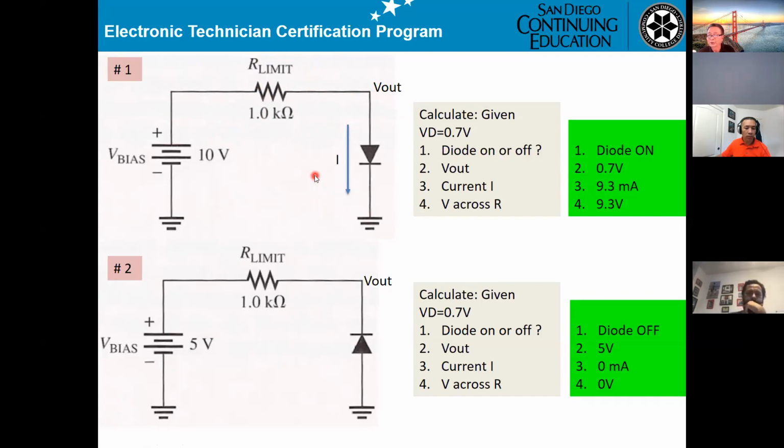And they also want to know the voltage across this resistor. You understand it's 10 volt minus 0.7, so you get 9.3.